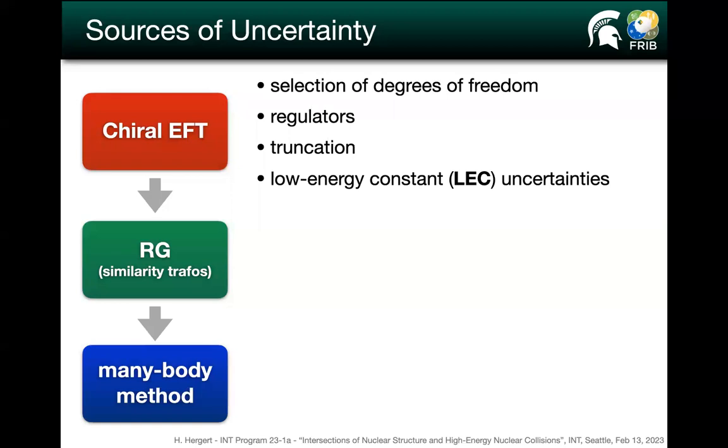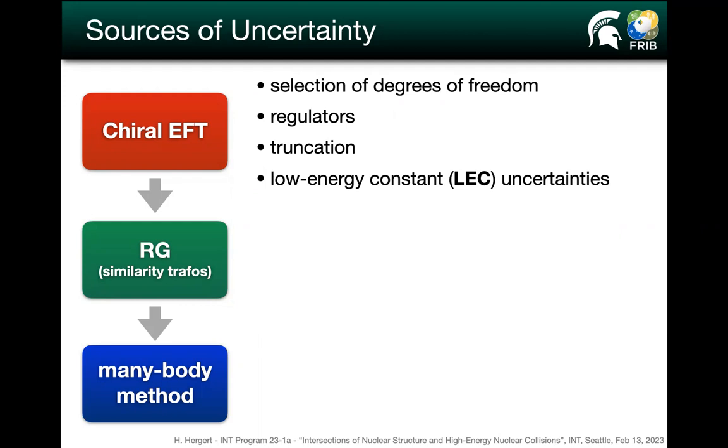So there's the selection of degrees of freedom. We want to include virtual delta degrees of freedom or not. There's a choice of regulator that in principle should not matter if your EFT works properly. There are, of course, truncation errors because you're not going to implement your EFT to all orders. And then usually these EFTs have low energy constants that need to be fit to experimental data.